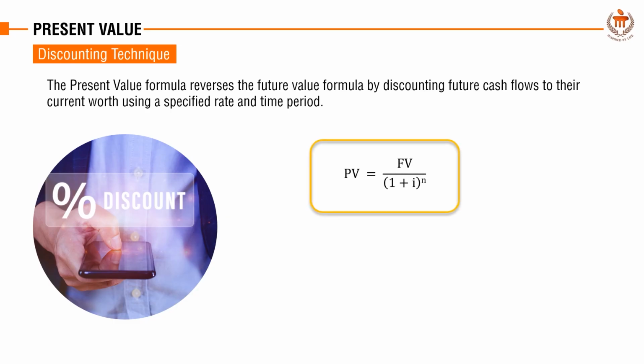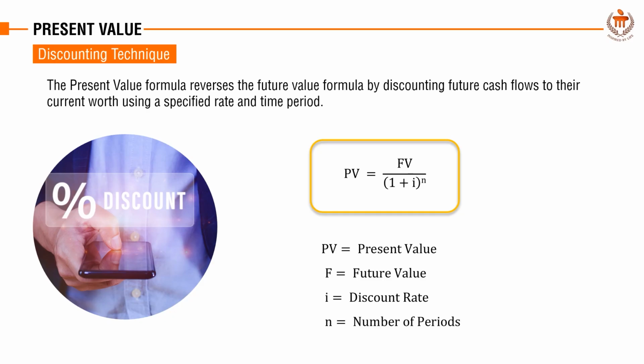PV: this is what we are solving for, the value of a future sum in today's terms. FV, future value: the amount of money you expect to receive or pay in the future. I, discount rate: the rate of return or interest rate used to discount the future value to the present. This rate reflects the opportunity cost of capital or the return you could earn elsewhere. N, which is number of periods: the time period over which the money will grow or be discounted.